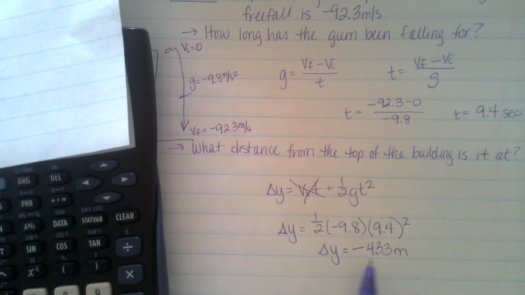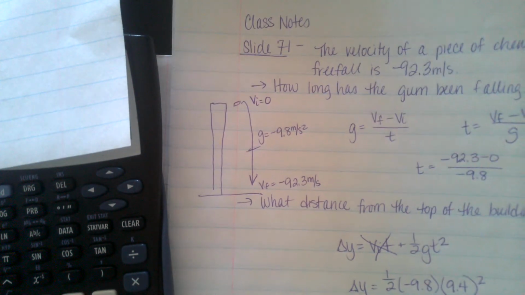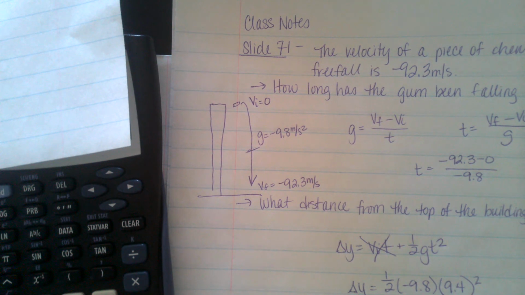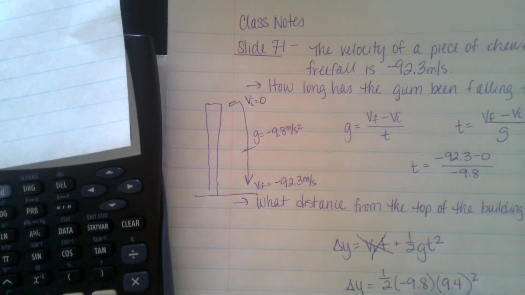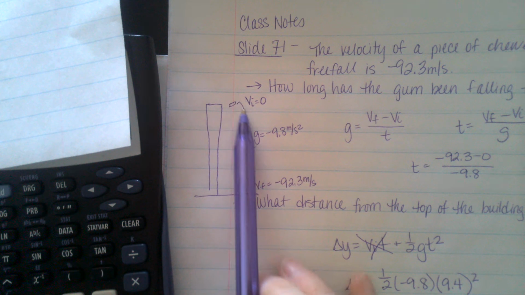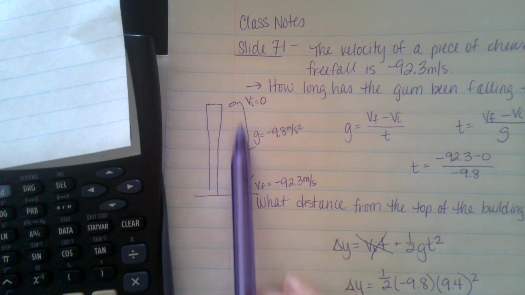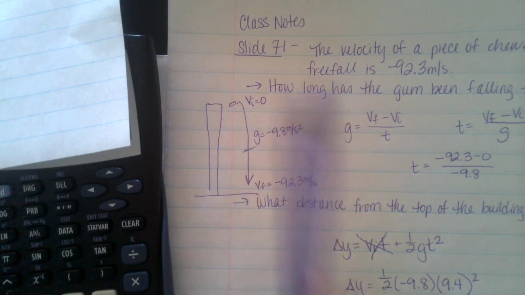Another reason why a picture helps is because you can check to see if the direction of your answer makes sense. It makes sense that we got a negative displacement because the gum is falling. All right, don't litter.